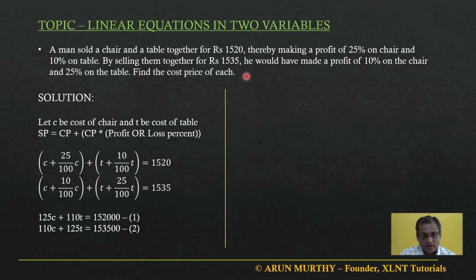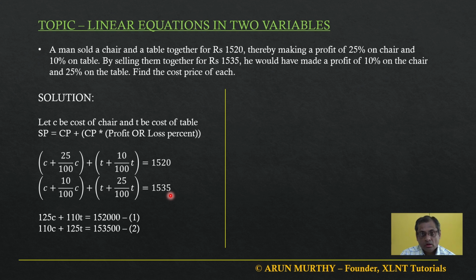The second one says he makes a profit of 10% on the chair. So the selling price will be C plus 10 over 100 C, cost price plus profit amount. Similarly, 25% profit on the table means T plus 25 over 100 T will be the selling price of the table. Now these two together are sold for 1535 rupees. So we get two equations.